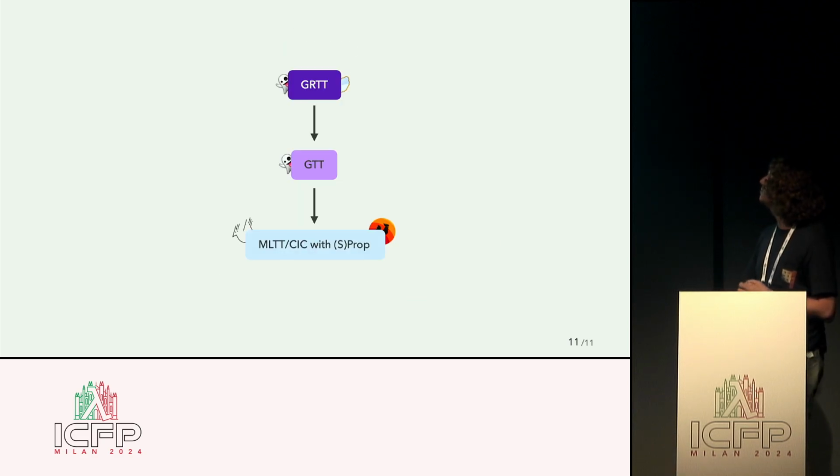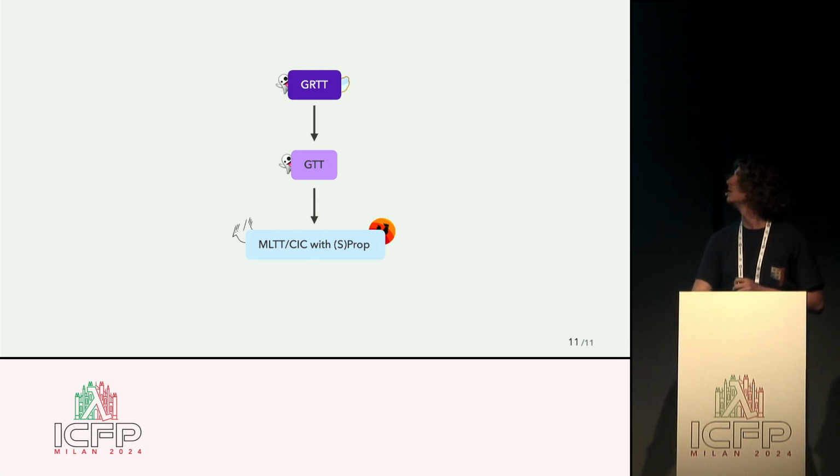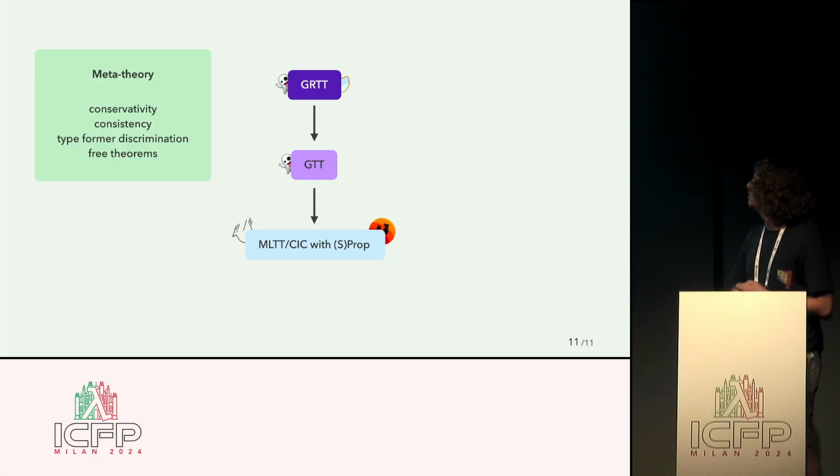And to conclude, we have this ghost reflection type theory, an interpretation into ghost type theory, and then into Coq. That was all formalized in Coq. This allows us to get back some results like conservativity and consistency, but also some form of type formal discrimination, so that you know that, for instance, vectors are not the same as Booleans. So they're nice properties like that.